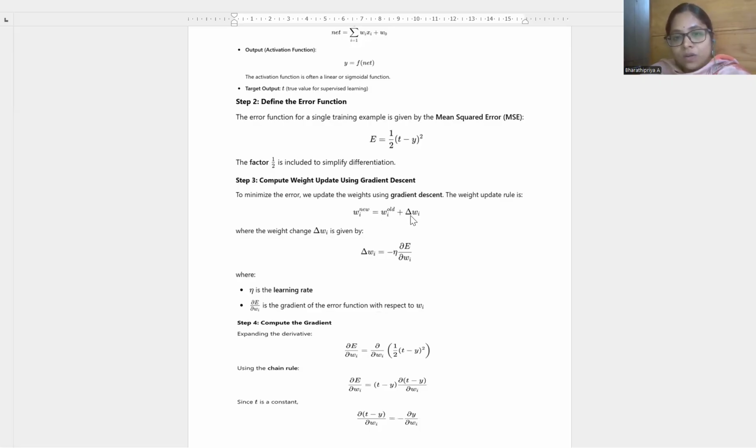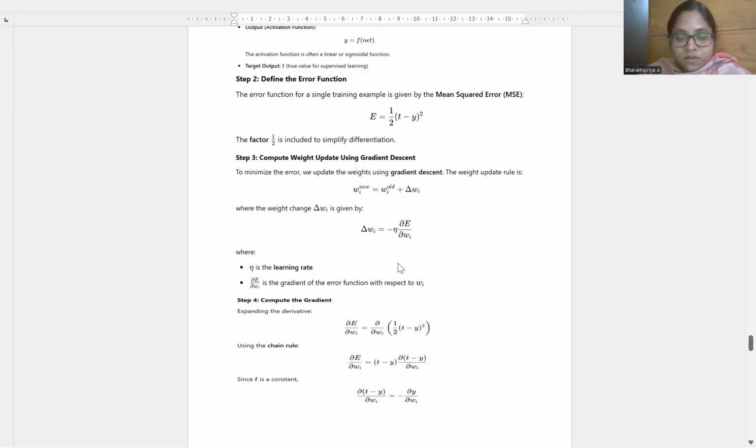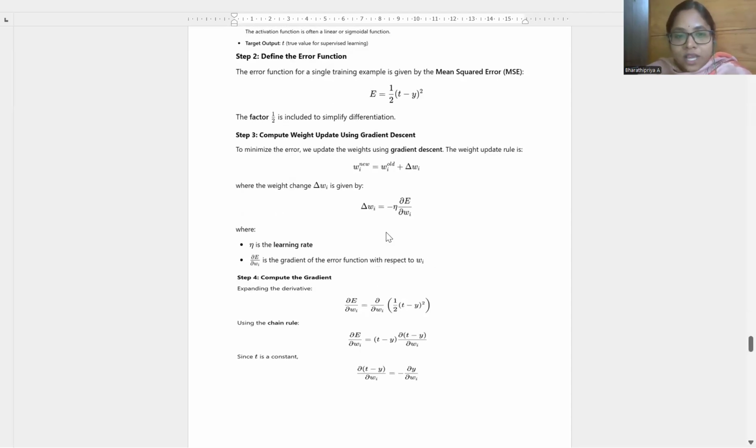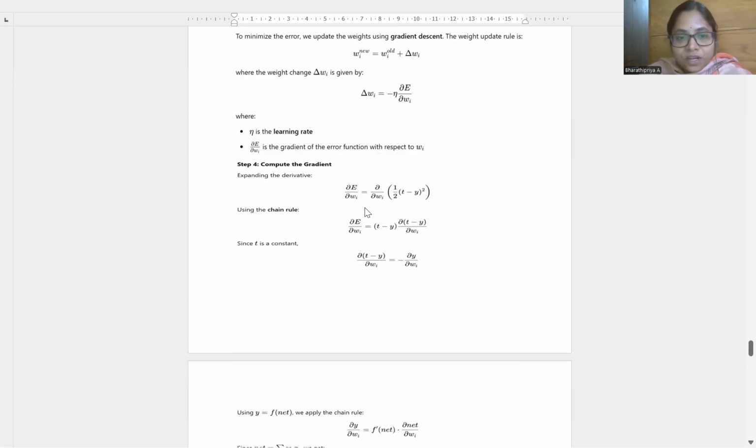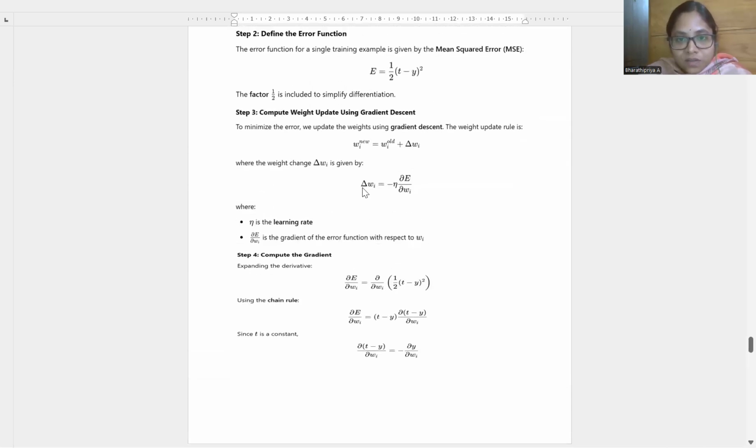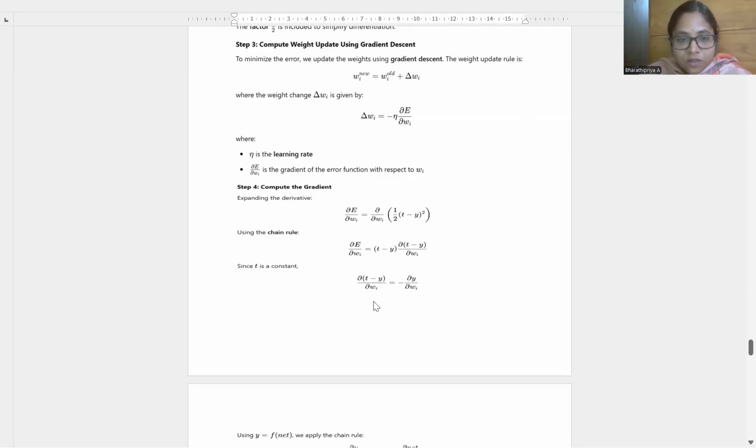New weight is equal to old weight plus the change in the weight. In this formula, eta represents the learning rate, and ∂E/∂wi represents the gradient of the error function with respect to wi. This gradient of the error function is used to update the weights, thereby minimizing the errors in the network, which makes the desired output and the actual output equal. Step 4 is to finally compute the gradient. To compute the gradients, we'll be using these formulas.